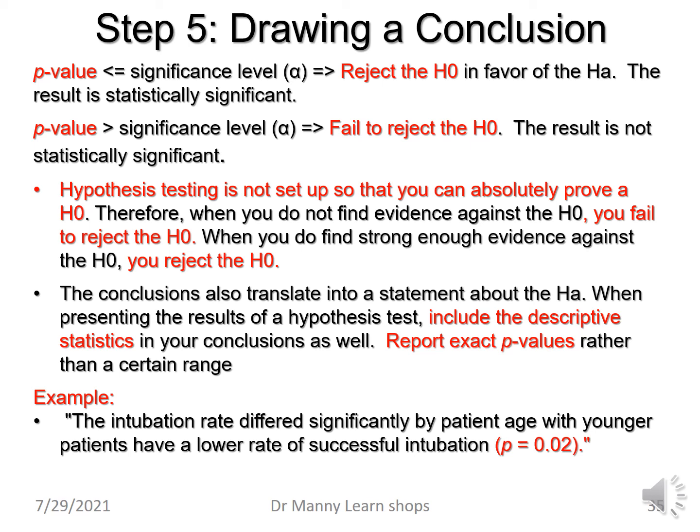When presenting the results of a hypothesis test, include the descriptive statistics in your conclusions as well. Report exact p-values rather than a certain range. So for example, the intubation rate differed significantly by patient age, with the younger patients having a lower rate of successful intubation because the p-value was equal to 0.02.